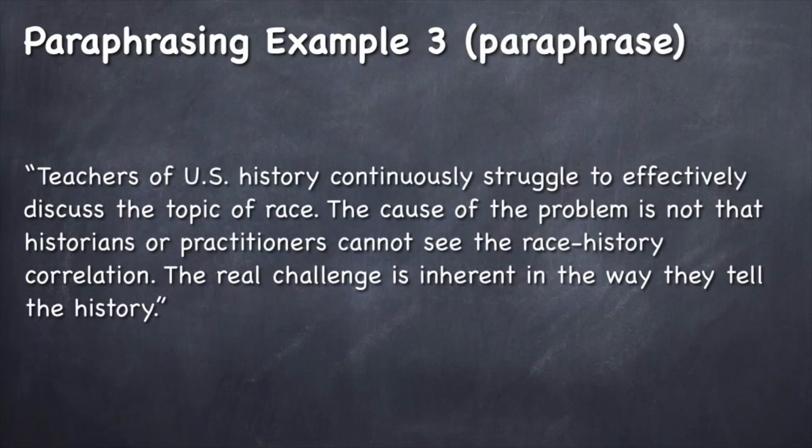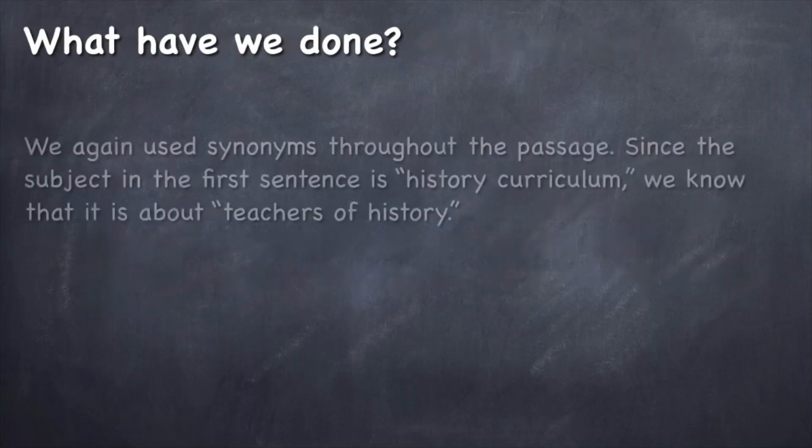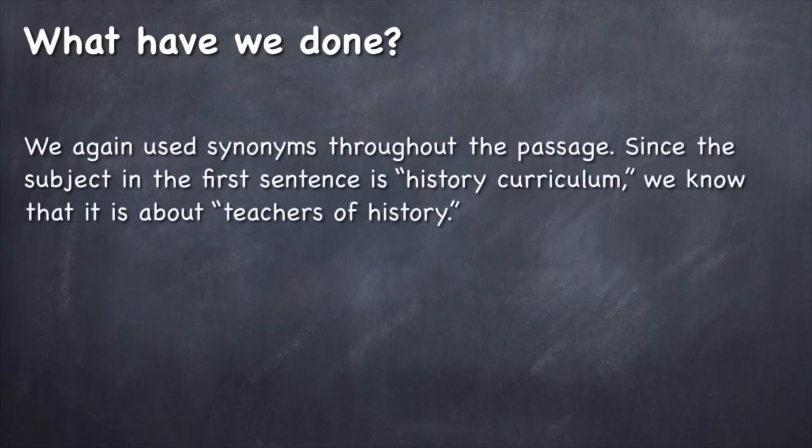Teachers of U.S. history continuously struggle to effectively discuss the topic of race. The cause of the problem is not that historians or practitioners cannot see the race-history correlation. The real challenge is inherent in the way they tell the history. Now, what have we done? We again use synonyms throughout the passage.